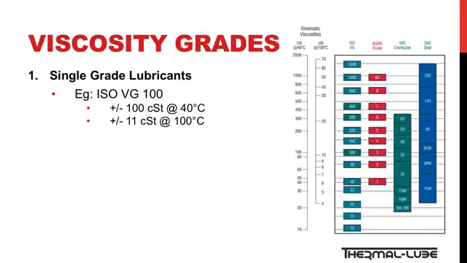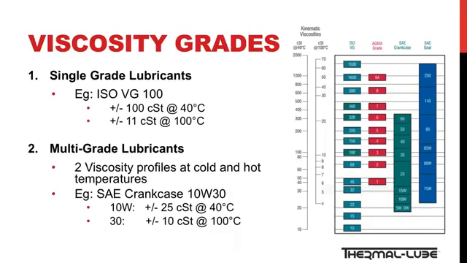Now, let's look at multi-grade lubricants. These lubricants exhibit two different viscosity profiles depending on the temperature. They are popular in vehicles as you want a lower viscosity when starting than you could achieve with a single grade lubricant. For example, let's look at a SAE crankcase grade 10W30. You can see the 10W grade aligns with a viscosity of about 25 centistokes at 40 degrees Celsius, and the 30 grade aligns with a viscosity of about 10 centistokes at 100 degrees Celsius.